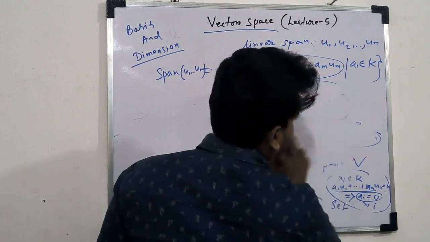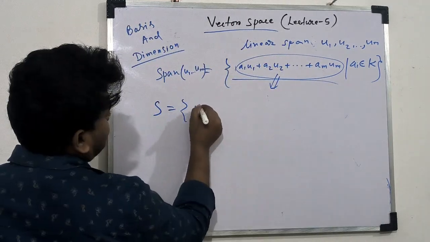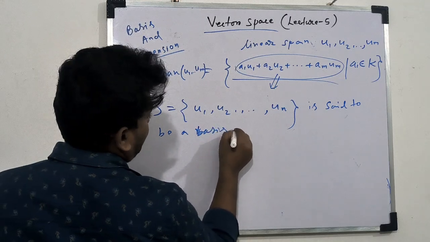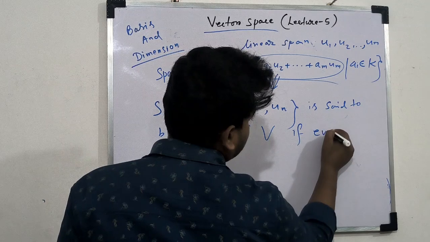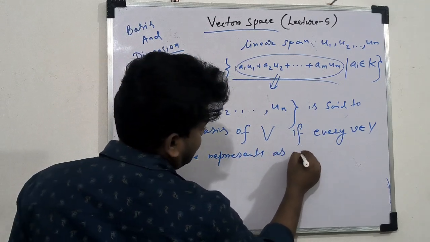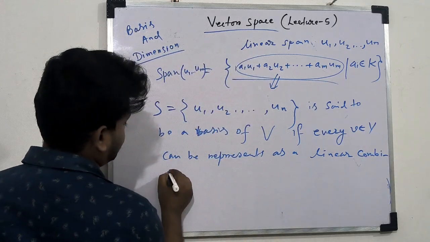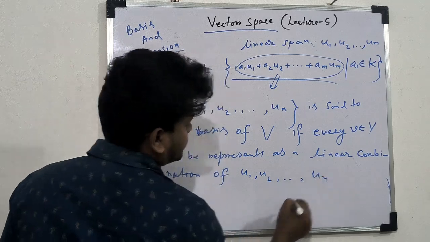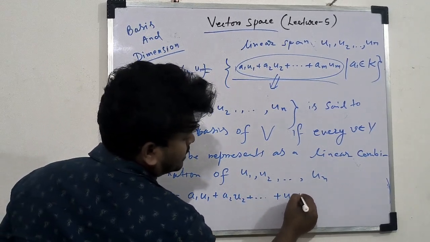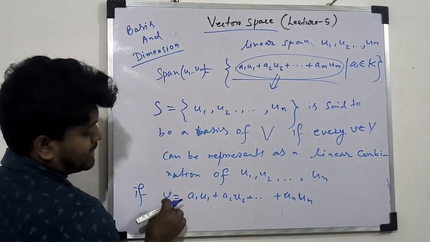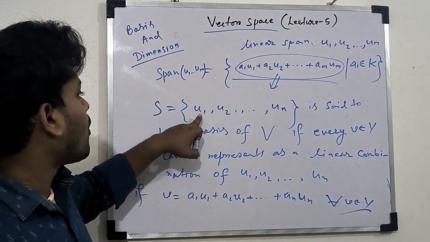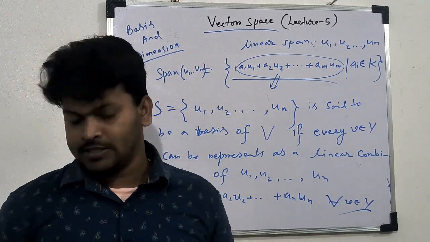So here is another definition of basis you can follow. This set u1, u2, ..., un is said to be a basis of vector space V if every element v of the vector space V can be represented as a linear combination of these vectors u1, u2, ..., un. So if we can write v equal to a1 u1 plus a2 u2 plus ... plus an un, and we can express v like this for all v belonging to this set. So if each element of that vector space can be written as a linear combination of this set, then we can say this set is a basis. So this is another definition of basis.